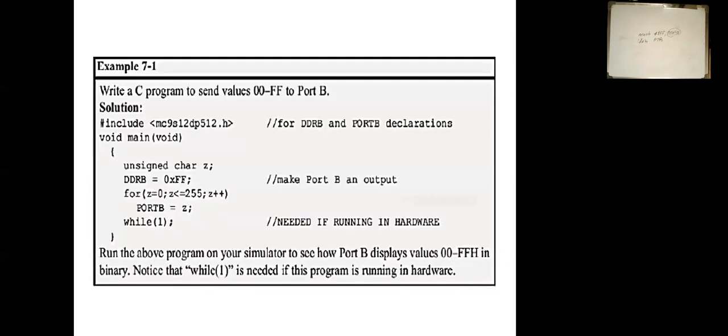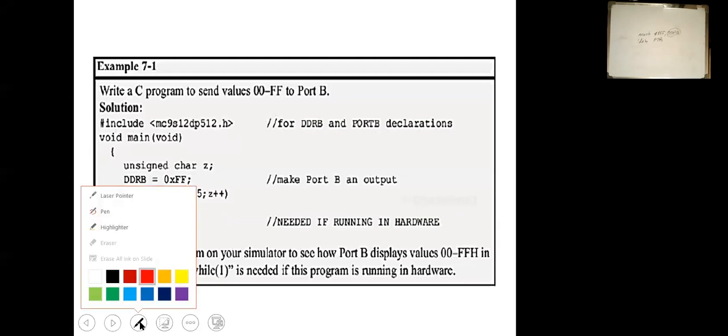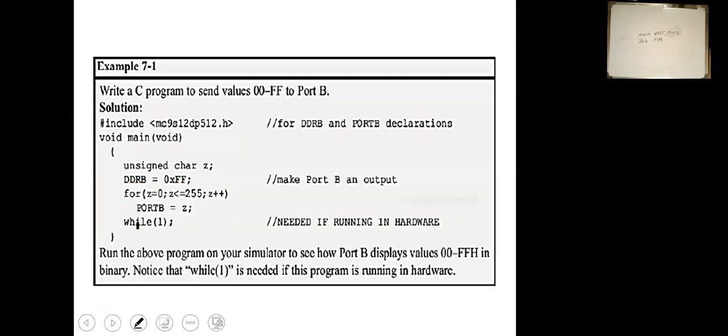So here is an example, a C program to send values 00 through FF to port B. Simply, we want to write a program that sends 00 to port B, then 01, then 02, then 03, and so on. So it is a for loop that simply outputs a value to port B. So this is the program.